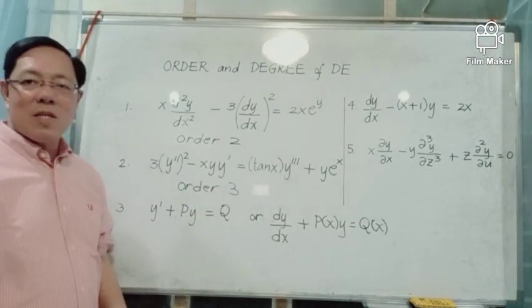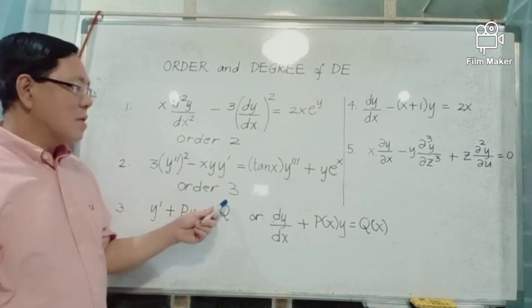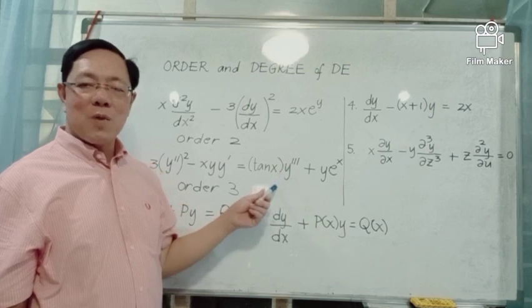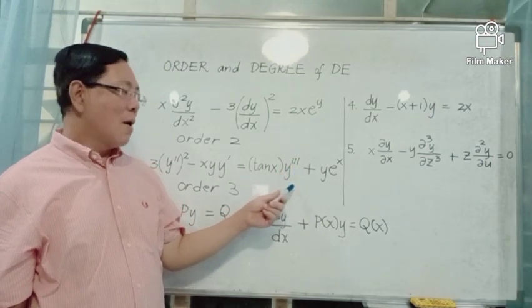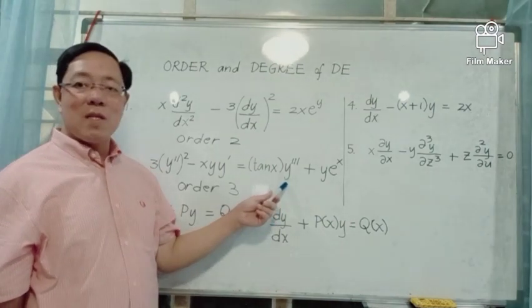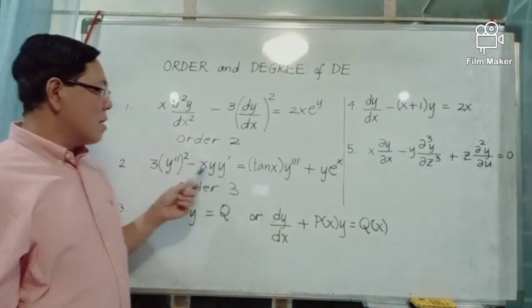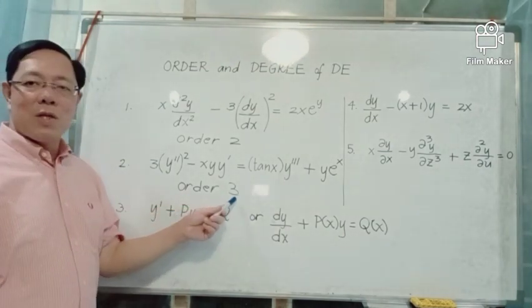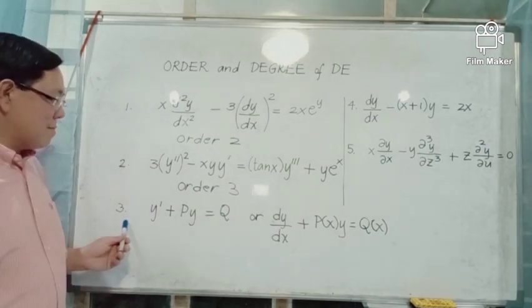The differential equation given in example 2 has order 3 because the highest derivative that appears in this equation is the third derivative of y with respect to x, or the order of the highest derivative of y that appears in this equation is 3. Thus, this differential equation in number 2 has order 3. Consider number 3.